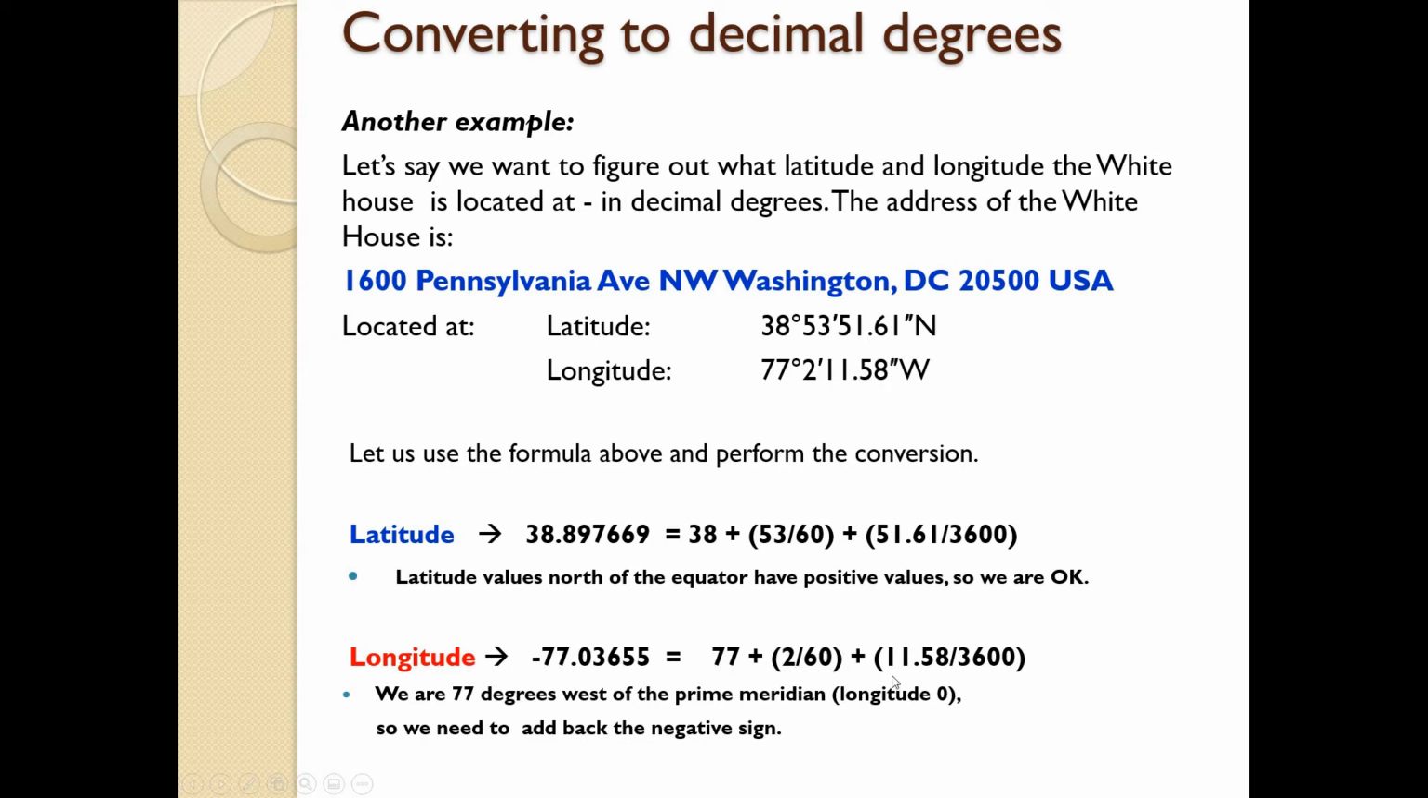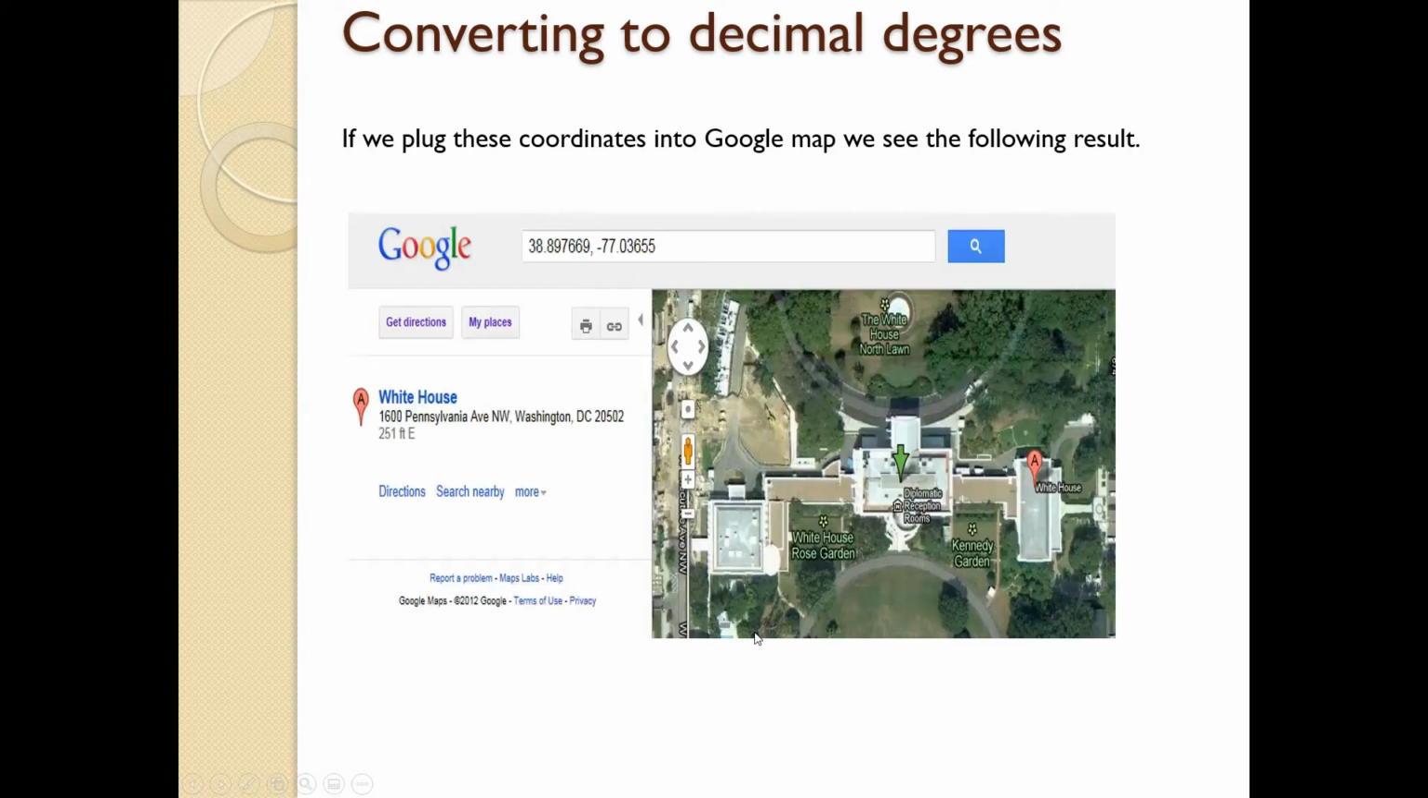Doing the same for the longitude, 77 degrees, 2 minutes, 11.58 seconds. Doing the calculations here, you end up with 77.03655. However, one more thing you need to keep in mind. Whenever you go west of the prime meridian, the longitude becomes negative. Therefore, we have to prefix it with a negative sign, as you can see here. Plunking those numbers into our map, you can see we end up right at the White House here. So that's how we can compute decimal degrees.